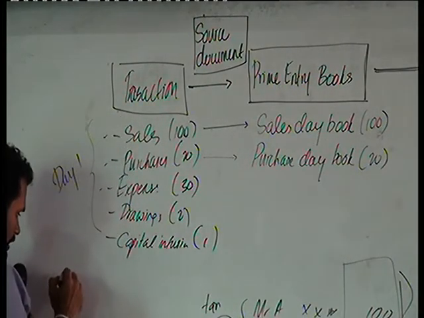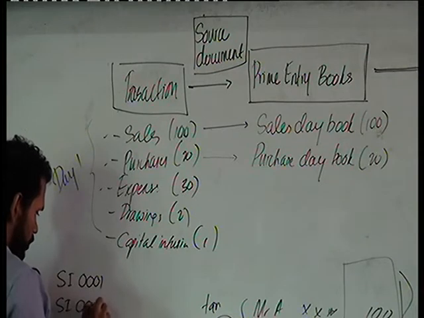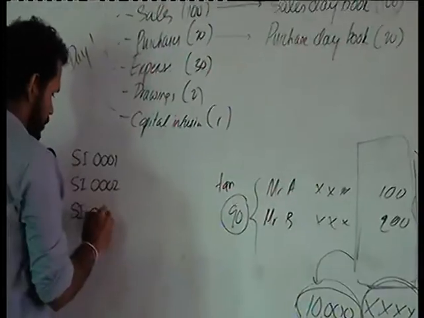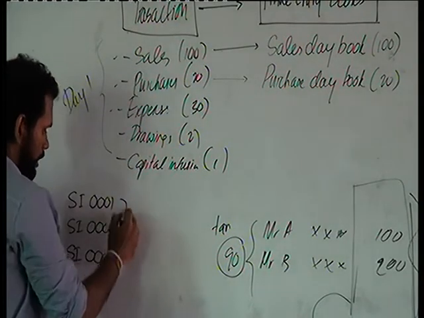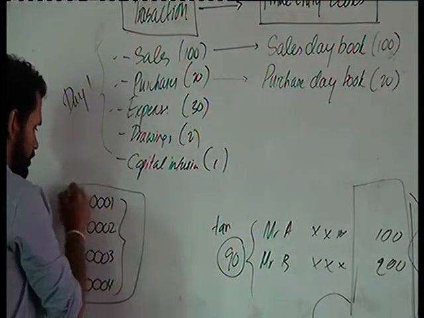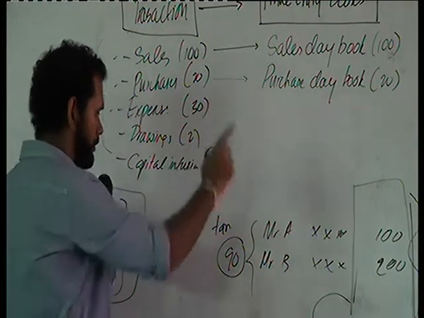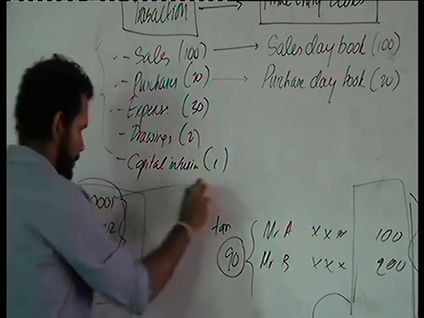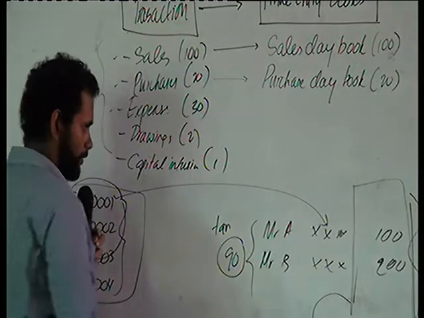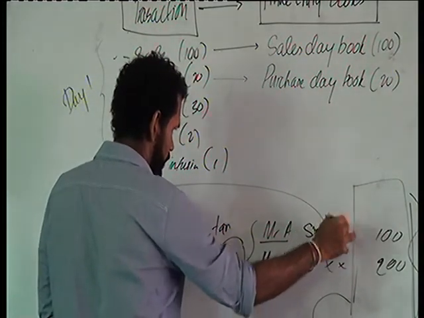Now, for example, sales invoice 0001, sales invoice 0002, sales invoice 0003, sales invoice 0004. Likewise, there will be a number assigned to each of these source documents. And when we record these in the prime entry books, what we do is we will be taking these reference numbers to record it here. Now, for example, Mr. A, source document is SI0001, value is 100.